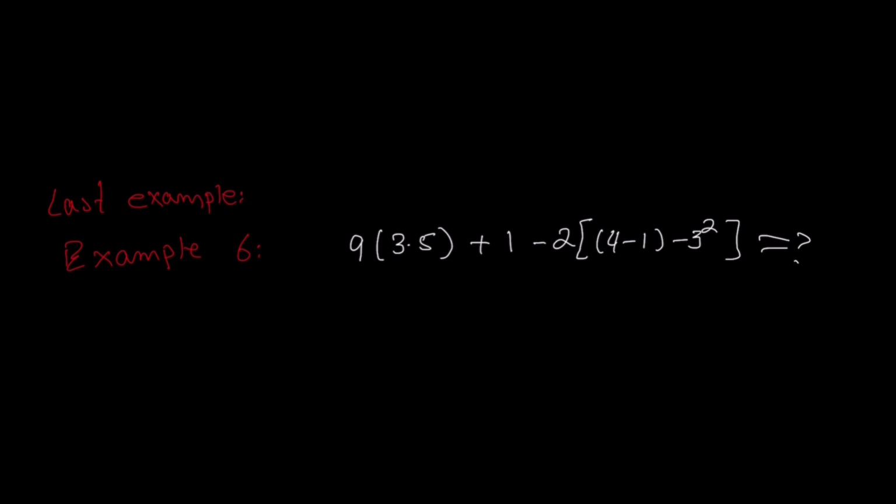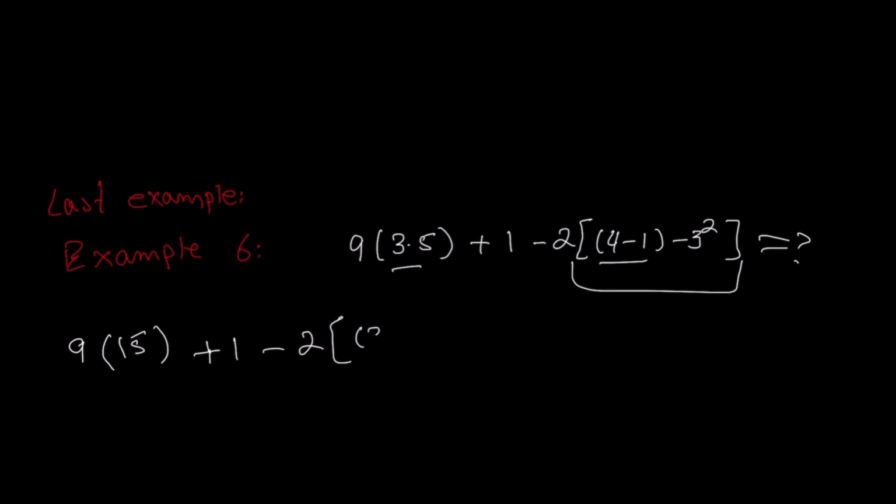Okay, so we will take care of the parentheses first, which is this one, and then this one. So 9 times 3 times 5 is 15, plus 1 minus 2. We will take care of the small parentheses first. 4 minus 1 is 3, minus 3 squared.